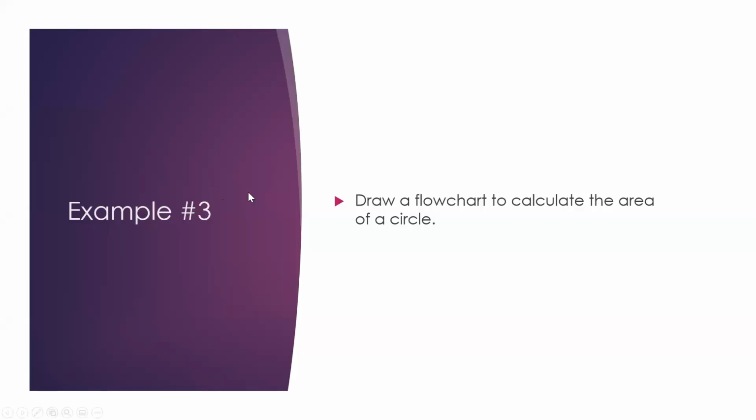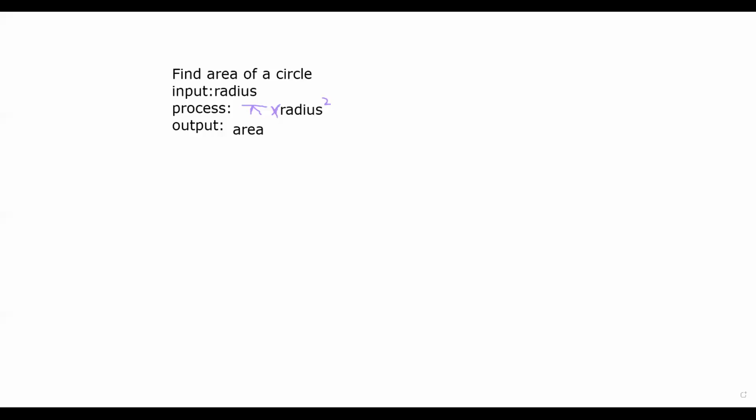So in this example, you are supposed to draw a flow chart to calculate the area of a circle. Identify what are the inputs, what are the outputs, and the process. Yes, can you put the answers in the chat, please, before you draw the flow chart. Once you draw the flow chart, send it to me through WhatsApp. So what we discussed: input, output, and the process.